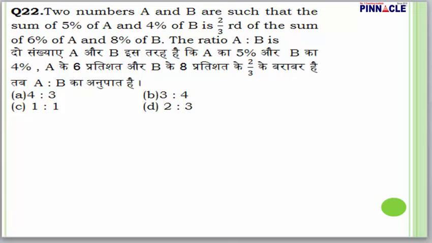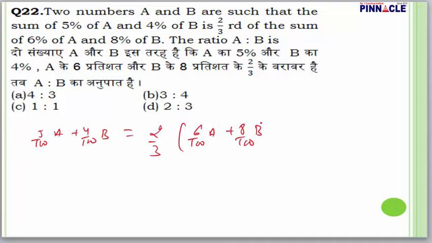Next question, question number 22. Two numbers A and B are such that the sum of 5% of A, 5 by 100 of A, and 4% of B, that is 4 by 100 of B, is equal to 2 by 3 of the sum of 6% of A and 8% of B. We have to find the ratio of A to B. You can take 1 by 100 as common, so 5A plus 4B, and here also take 1 by 100 as common. They cancel, so we will have 2 by 3, 6A and 8B.